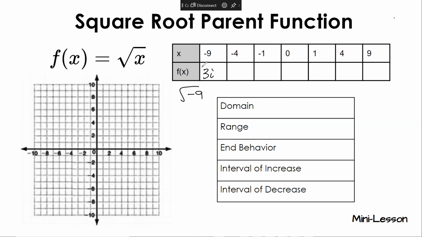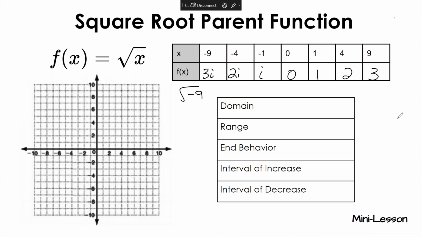Okay. Good thought. I heard a -3. You good though? All right, on the next one, when I take the square root of -4, what do I get? 2i. If I take the square root of -1, what am I going to get? Just 1i or just i? If I take the square root of 0, what do I get? 0. Square root of 1. And square root of 4. And square root of 9. Did everybody see where I got those numbers from?